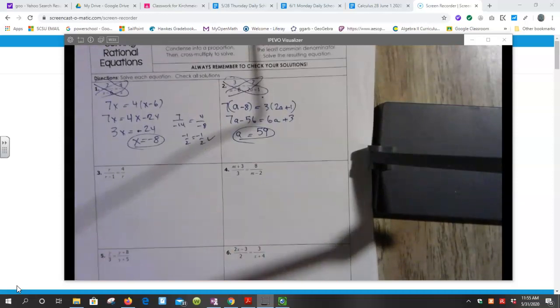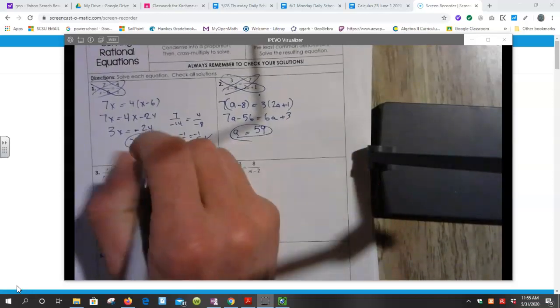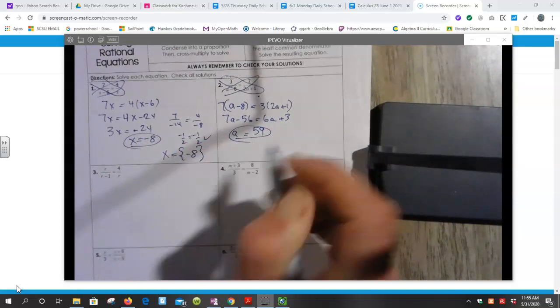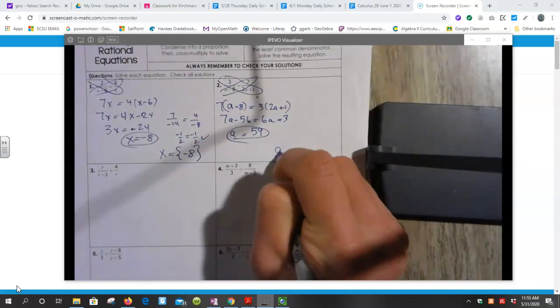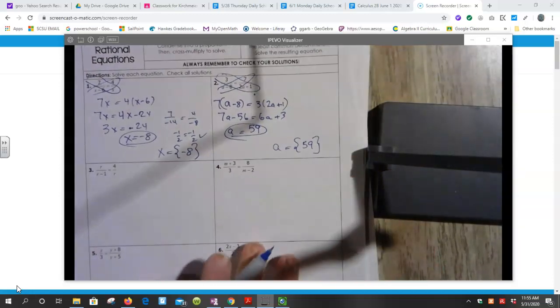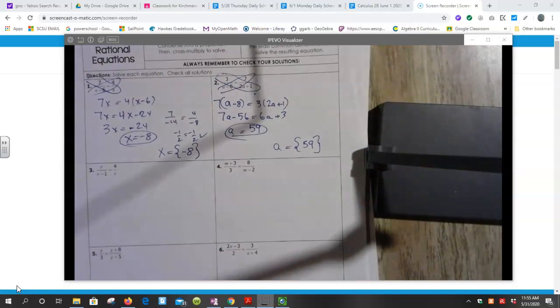Moving on down, every problem's a little different. I know they look like they're the same, but you'll see that every problem offers something a little different. So we write our answers down here. x is equal to {negative 8} in brackets, because we could have more than one answer, so we use the big brackets. a is equal to {59}. So please put your final answers in brackets like that because you could have more than one.